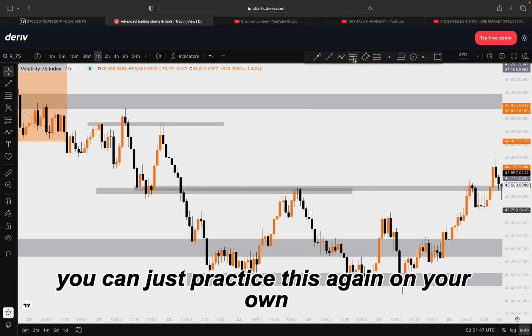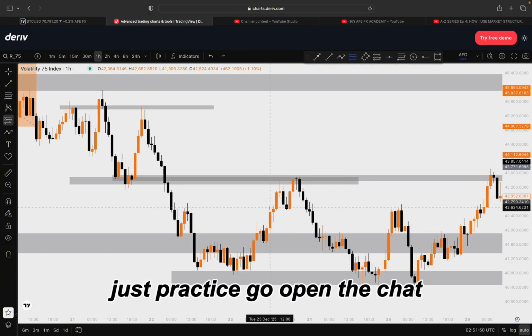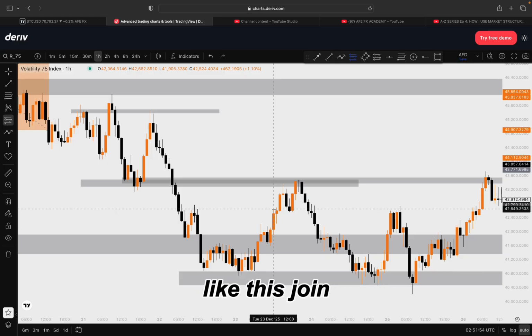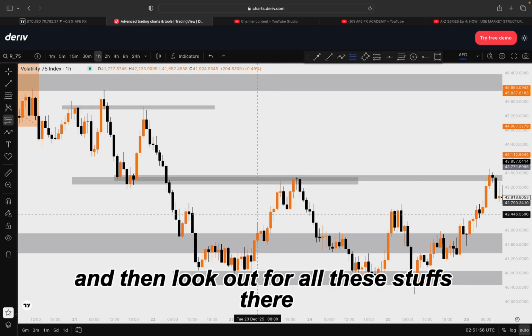Please, you can just practice it again on your own. Just practice. Go open the chart. Just look where there's formation of structures like this. Join it, link your zones, and then look out for all these things there.